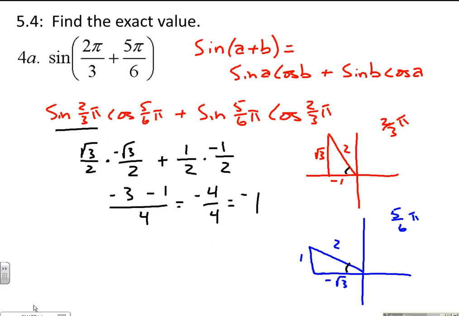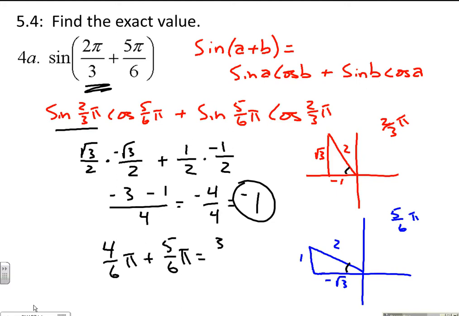Let's see if that makes any sense to us at all. If I go back up and look at this, because that's a somewhat surprising answer, 2/3 pi plus 5/6 pi, with common denominators, 4/6 pi plus 5/6 pi, that is 9/6 pi or 3/2 pi. It's starting to make more sense to me. Graph of sine looks like this at 1/2 pi, pi, 3/2 pi. We're down at negative 1. So I feel pretty good about that negative 1 answer.